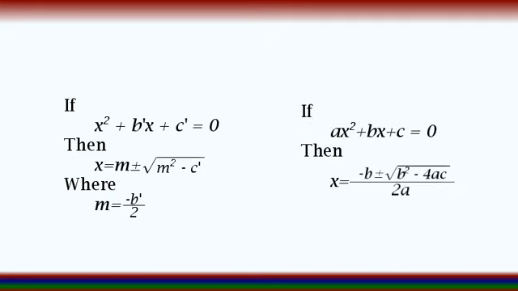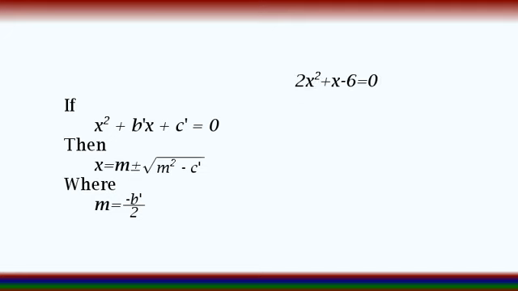Before we leave off, let's see this in action. Suppose we want to solve 2x squared plus x minus 6 equals 0. We divide off the 2 to make the equation a bit nicer. Now we have x squared plus x over 2 minus 3 equals 0. Under our labels from before, b prime is 1/2 and c prime is minus 3.